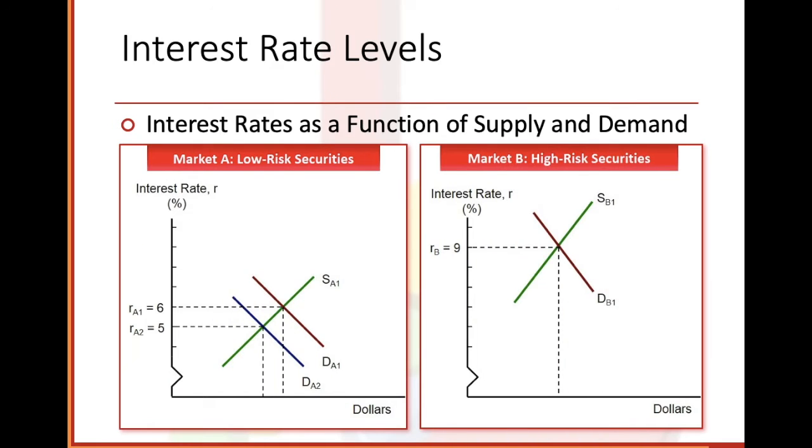Interest rate levels: interest rates as a function of supply and demand. As you can tell right there, market A, low risk securities, and over on the right, high risk securities. Usually you have lower interest with lower risk; the higher your risk, typically the higher interest rate you will have.